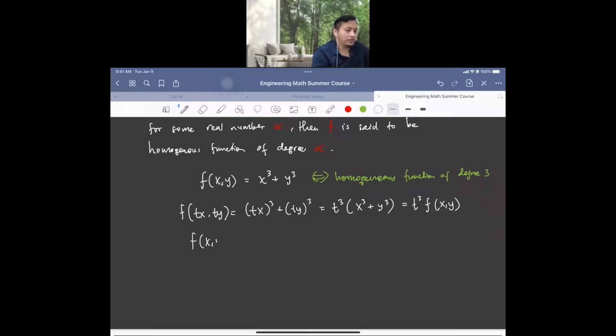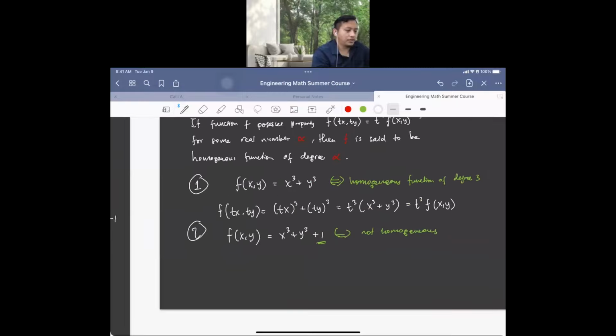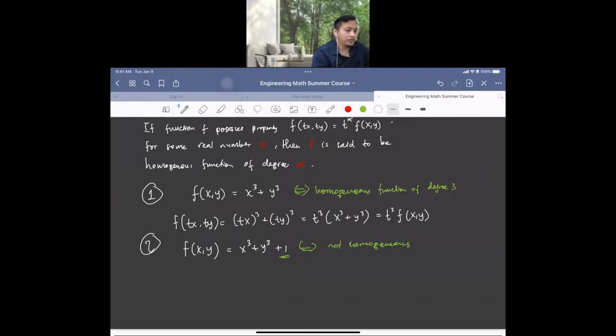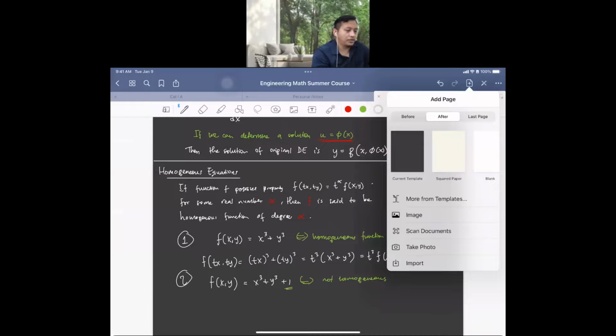And if we have f(x, y), so this is example 1, example 2. If we have x cubed plus y cubed and we add plus 1, a constant, then this will not be homogeneous because of this constant. Okay. So if we think of the first order differential equation, let me write it on a new page to make it clear.